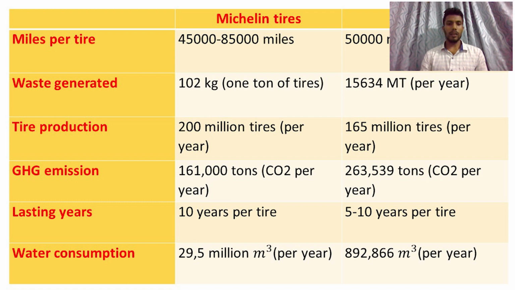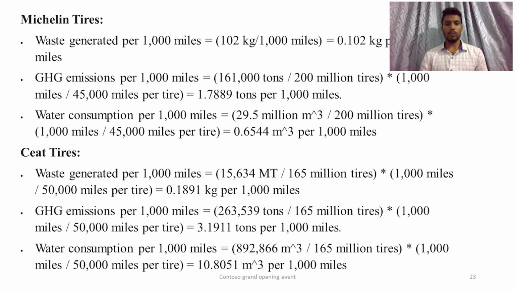Comparatively, Seat tires have a lifespan of 5 to 10 years per tire, typically lasting up to 50,000 miles, generate a whopping 15,634 megatons of waste yearly, emit a higher 263,539 tons of CO2 annually, and consume 892,866 cubic meters of water each year.